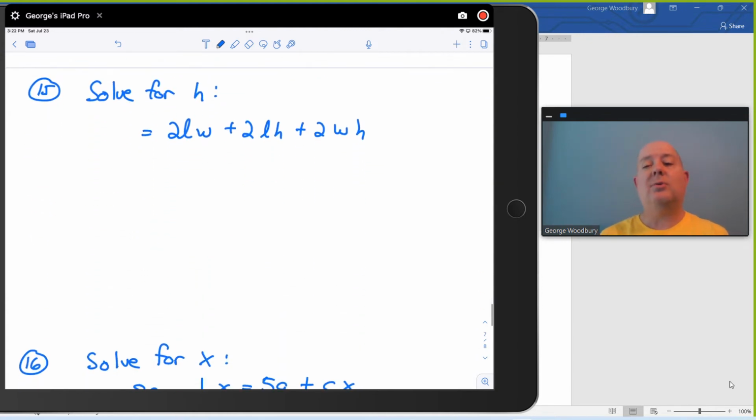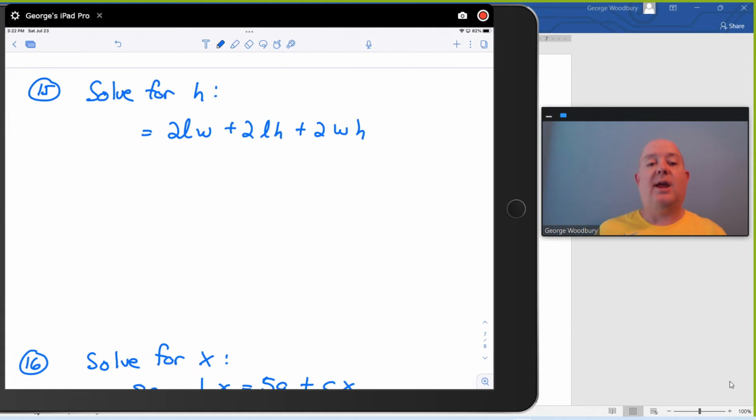The next two are a little more involved because they both have more than one term that contains the variable we're solving for. And to solve these, we're going to have to use a skill called factoring, which you're familiar with, but we'll talk about again.